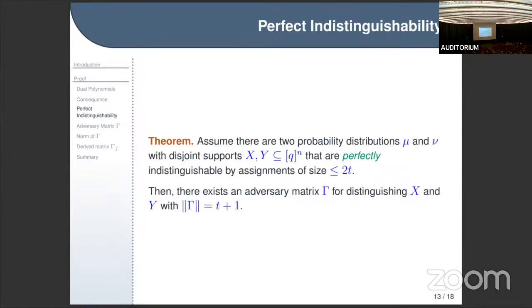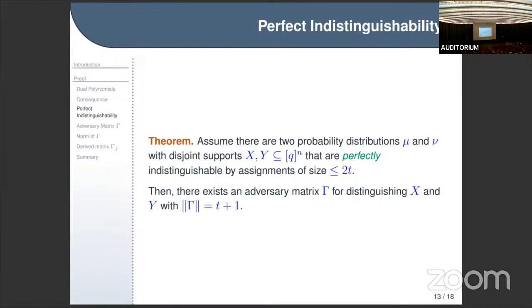So I can restate the problem. I'm now going to talk about the following problem. We have two probability distributions, mu and nu. Now I removed tildes, because I just have X and Y, two disjoint subsets. With the same conditions, they're perfectly indistinguishable by assignments of size at most 2t. Then there exists an adversary matrix gamma for distinguishing X and Y with the norm equal to t plus 1.